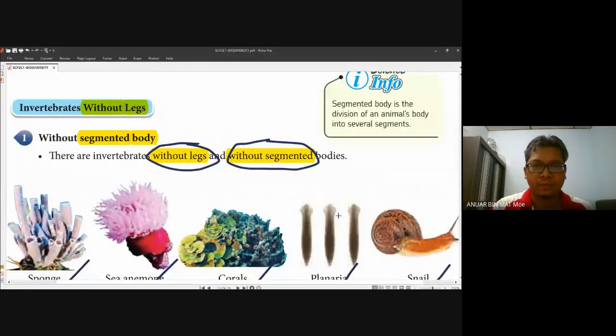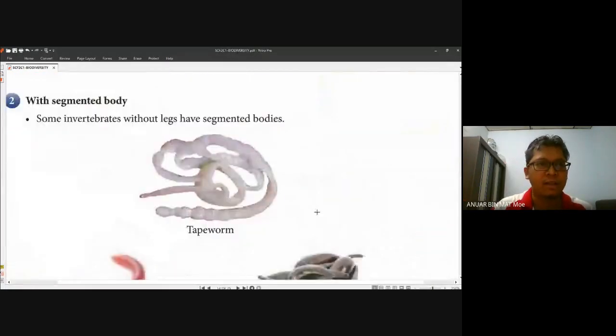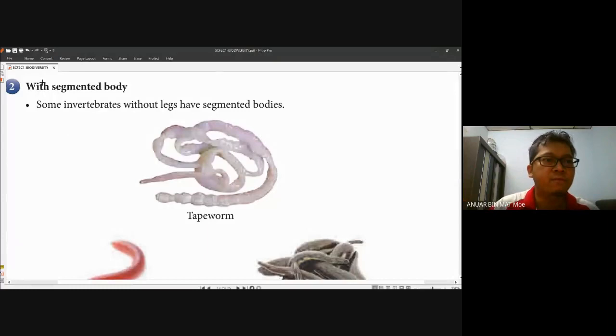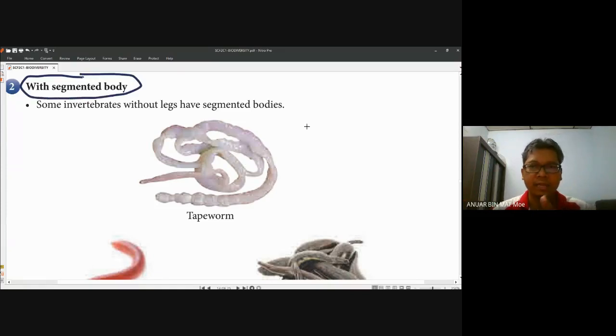Okay. So next one. What is the invertebrate with segmented body? Okay, still in the invertebrate without leg, without leg, but has segmented body. Okay, without leg, and then we have segmented body.